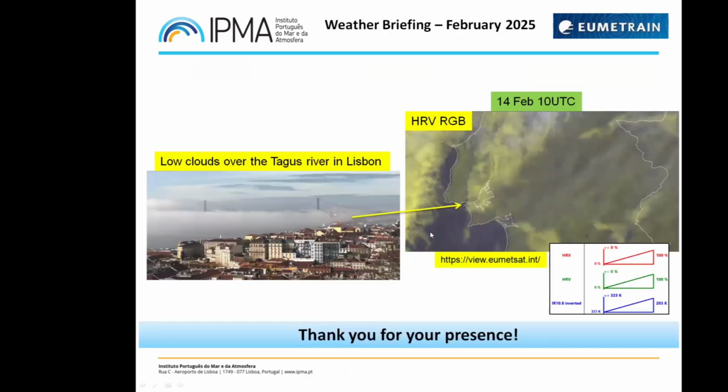So this was it. I'll just end with the high resolution visible RGB from the 14th of February at 10 UTC, where you can see some low clouds over the Tagus River. It's the river that passes on the south side of Lisbon, and a picture taken at the same time from one of the 7 Lisbon hills, showing a fog event that occurred several times during this February.